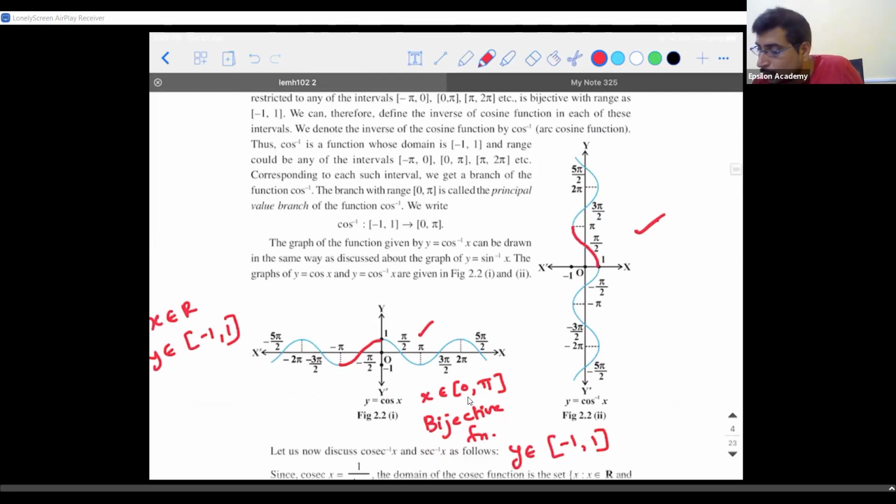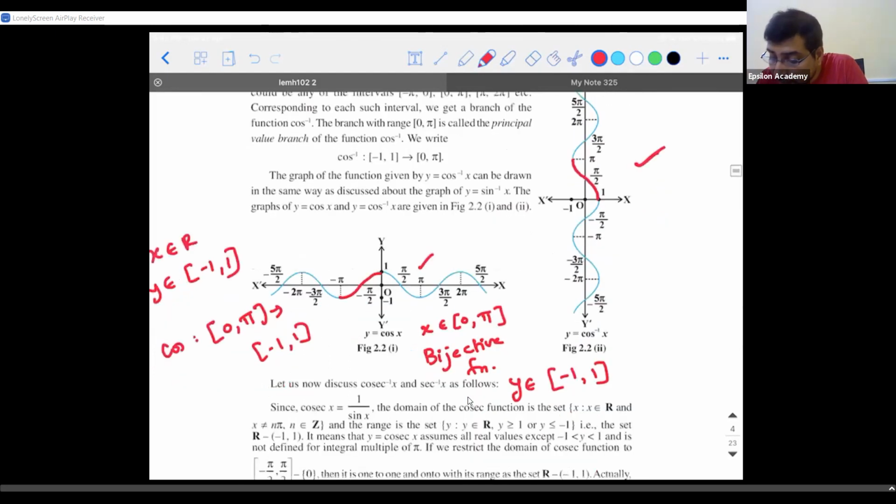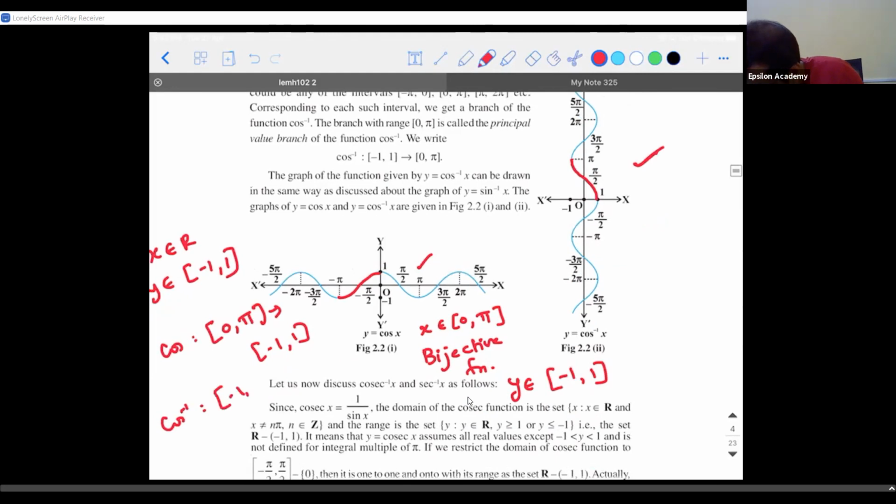So what I'm trying to say is, if I talk about cos x, it is defined from 0 to pi to -1 to 1. Where will cos inverse be defined from? It will be defined from -1 to 1 to 0 comma pi. Okay. Next.